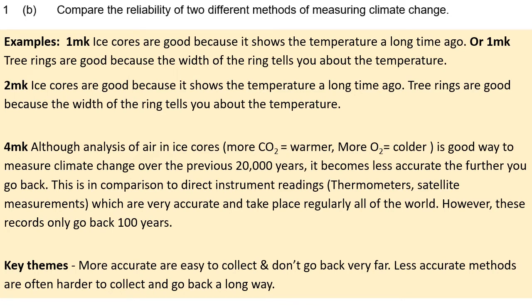This is in comparison to direct instrument readings, so like thermometers, satellite measurements. They're very accurate and take place regularly all over the world. However, these records only go back 100 years. So we're talking about the reliability, and we're talking about a time scale, we're talking about how they work. And the key theme at the bottom is, generally, if they're easy to collect, they don't go back very far. And if they're harder to collect, they tend to go back a little bit further. So we're thinking about sedimentary rock cores, ice cores, pollen analysis. They're a bit trickier to collect.